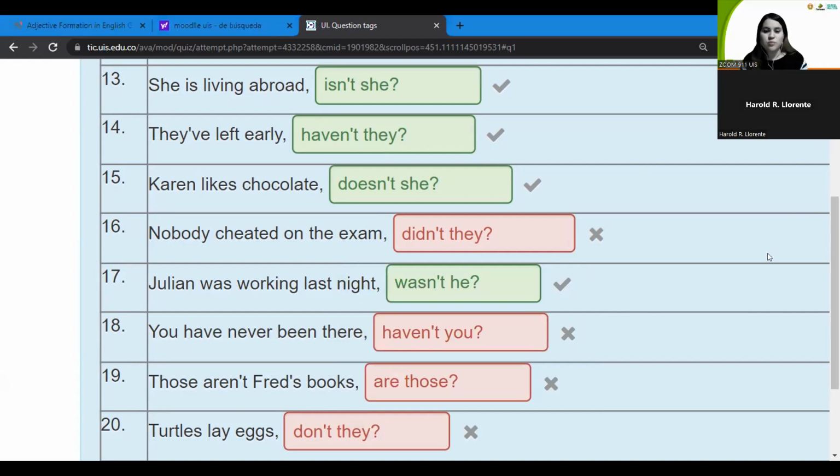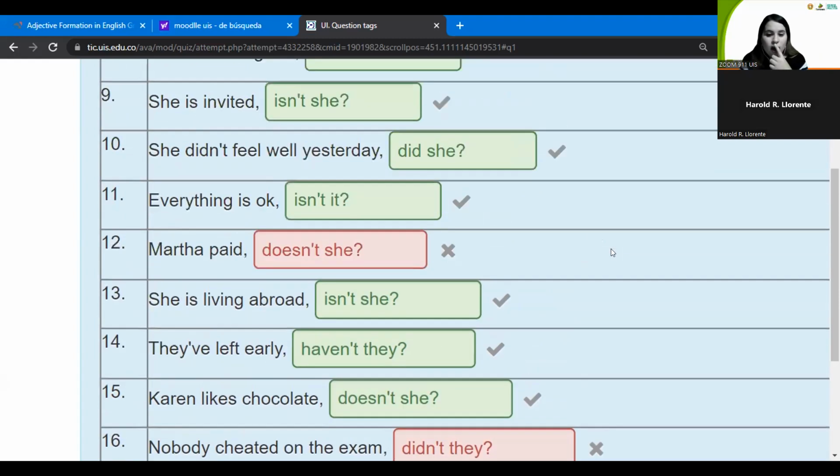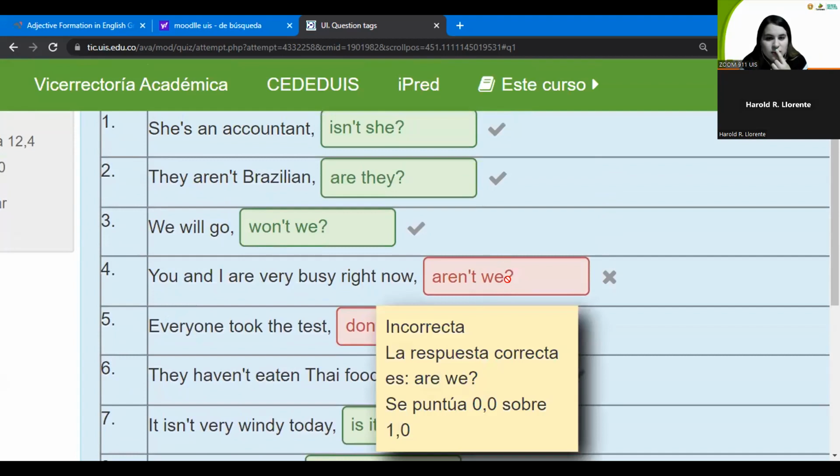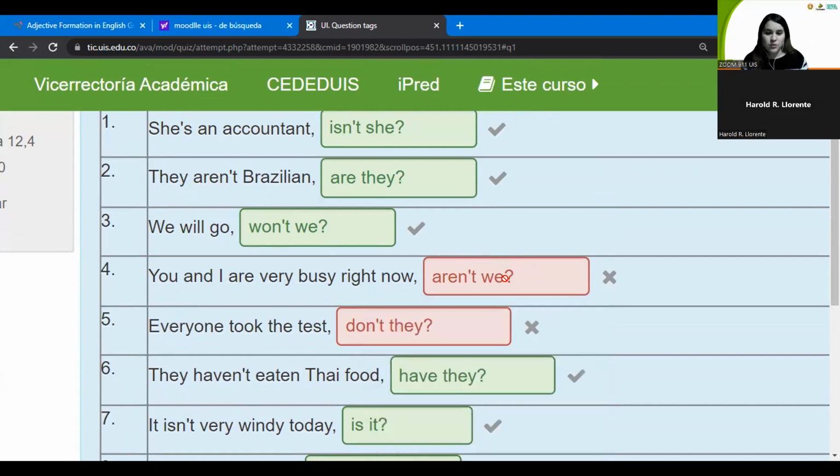So the question should be affirmative there. Okay, and do you have any other question? No? There is a mistake there because for sure it should be a negative one, but it graded you incorrectly. But you're good. Okay, thank you, teacher, for that.